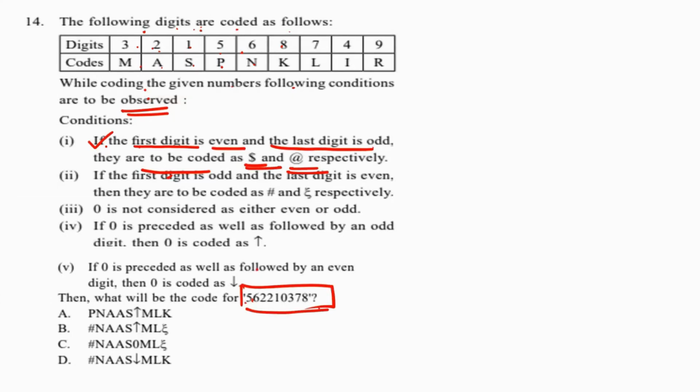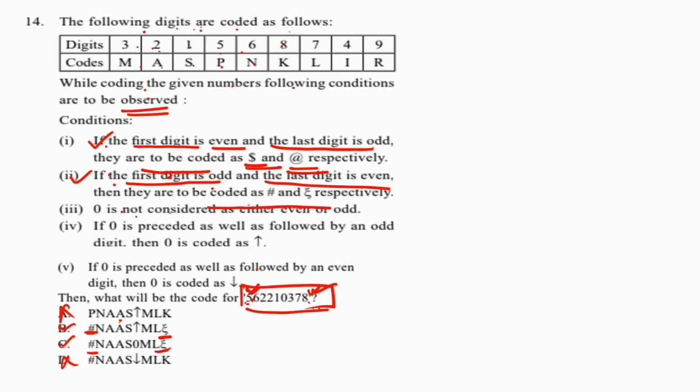No, the first is odd, last is even rather. So second situation, first digit odd, last digit even, this should be the symbol. So first digit odd, last digit even. So in that case, starting with hashtag and ending at the symbol, we have two possible options. So A and D are eliminated.